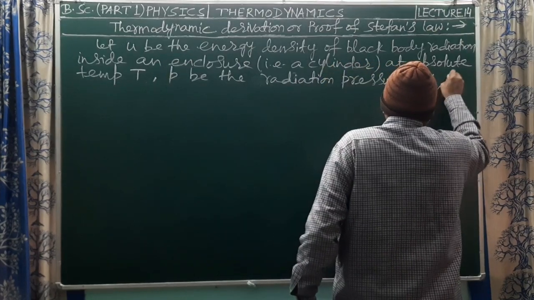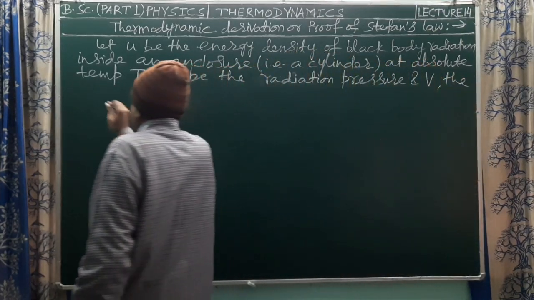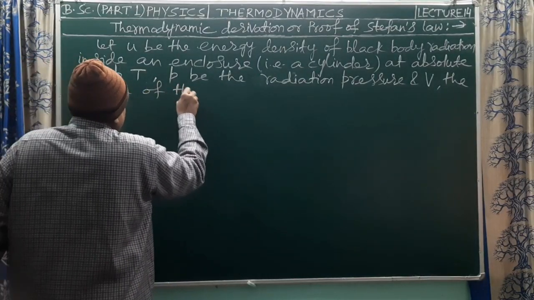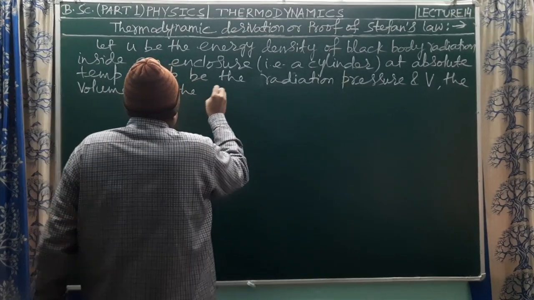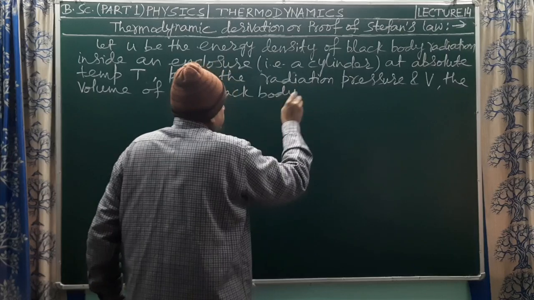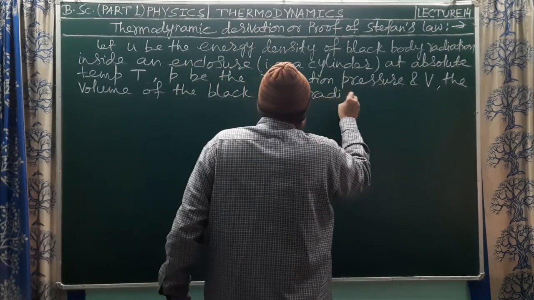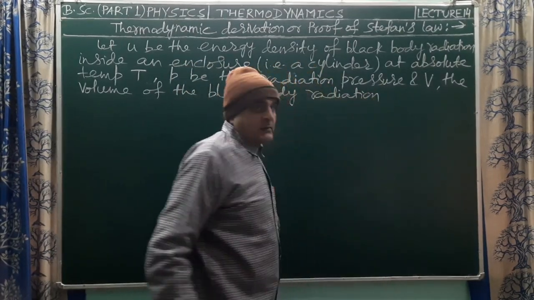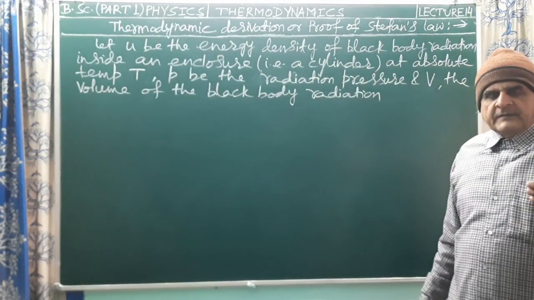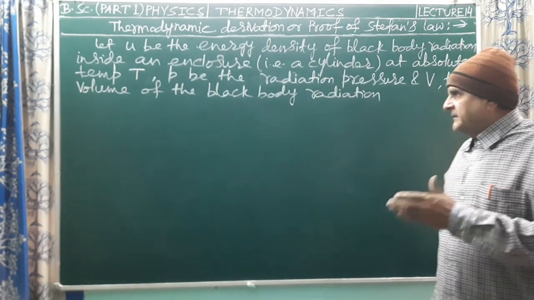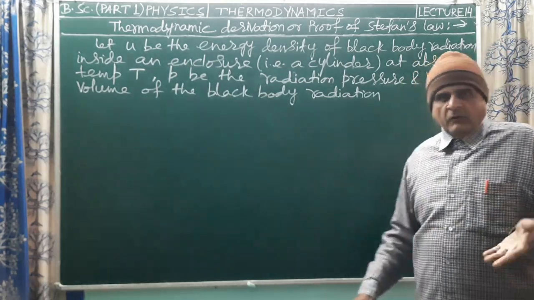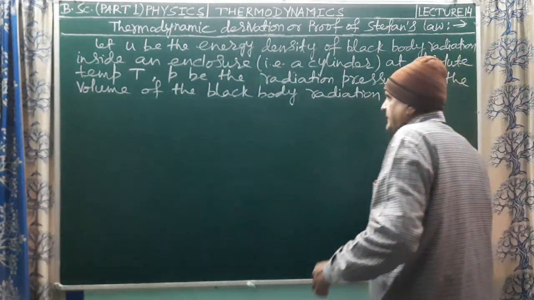capital V the volume of the black body radiation, which is equal to the volume of the enclosure. Because the enclosure in which the black body radiation is kept has a volume, that volume is also assumed to be the volume of the black body radiation.